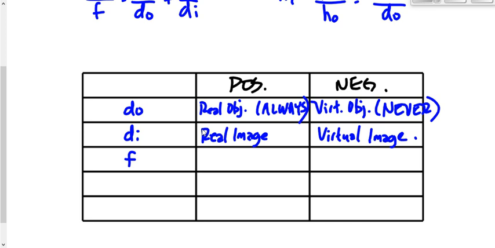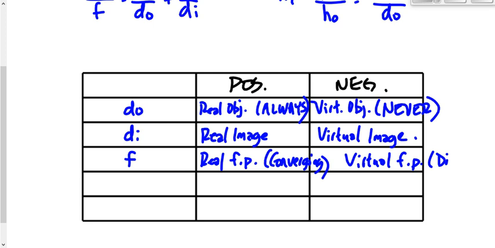F, the focal length, is positive if it's a real focal point. And when do you have a real focal point? You have a real focal point when you have a converging lens, because that's when the rays really go through the focal point. And it's negative if you have a virtual focal point. And it's virtual if you have a diverging lens.